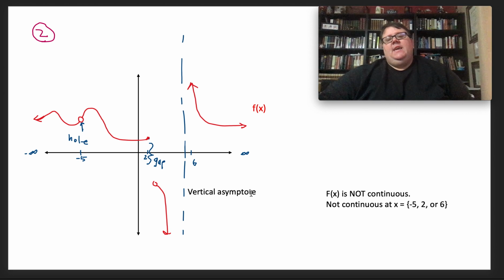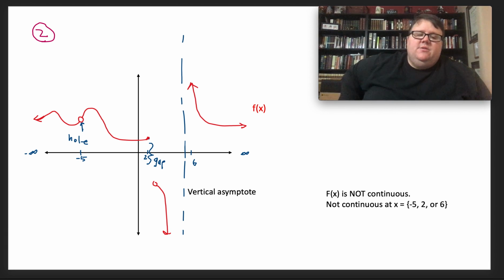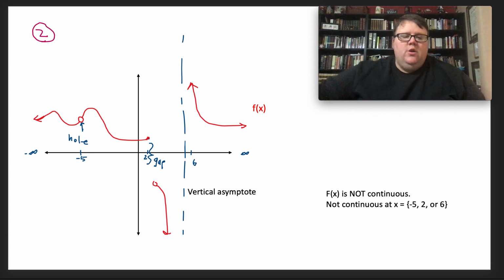So what we would say is this function is clearly not continuous because all throughout it I have to pick up my pencil. I can't just draw it smoothly. So f of x is not continuous. It's not continuous at x equals -5, x equals 2, and x equals 6.